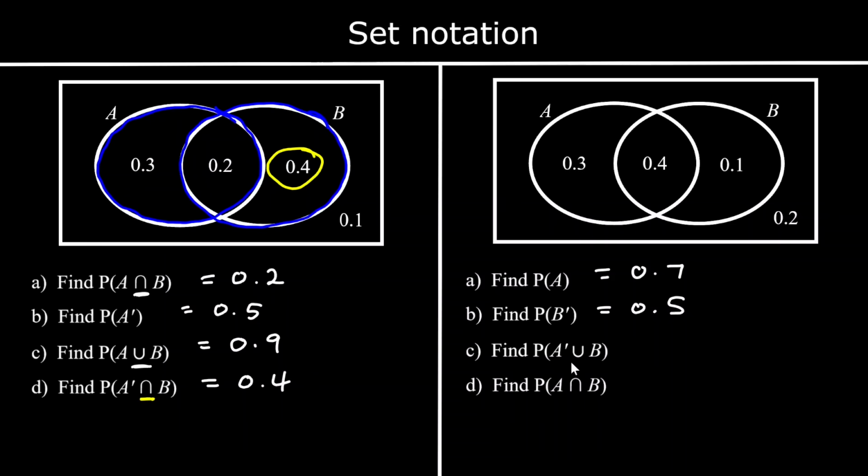The next one, it's the union, so it includes everything that's not A. These two are not A, and everything that's B as well. So it's a union, so it includes all of it. 0.4 plus 0.1 plus 0.2, 0.7. And the last one, the intersection of A and B. Where is it? A and B at the same time. It's an intersection. They've both got to happen at the same time. 0.4.